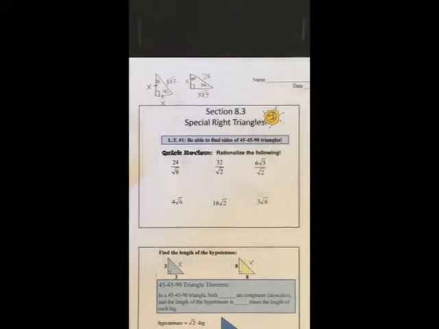So say that I told you that x was equal to 4. In the 45, 45, 90, the sides would be 4, 4, and 4 root 2. In the 30, 60, 90, the sides would be 4, 4 root 3, and 8.